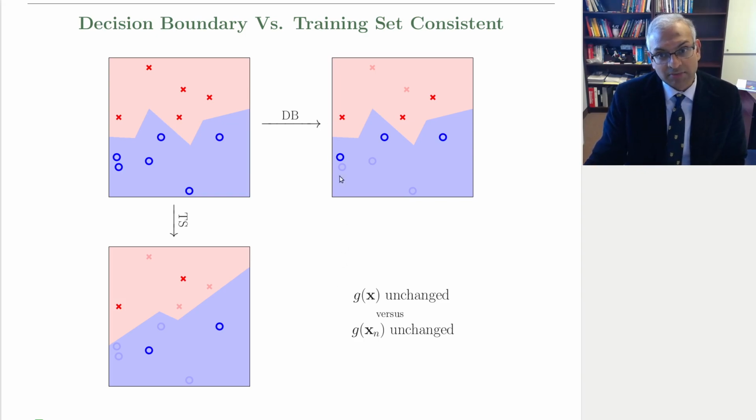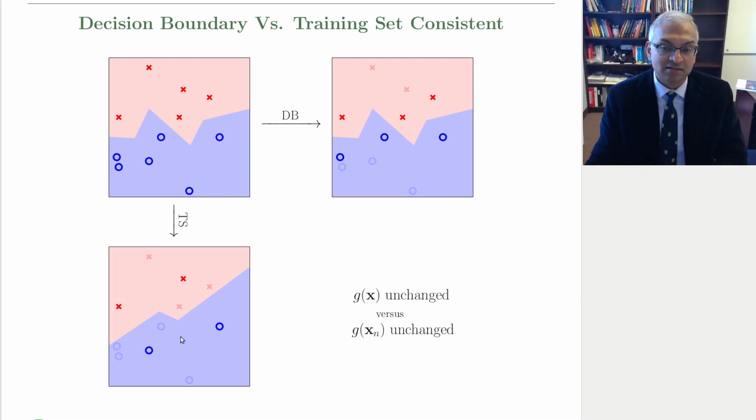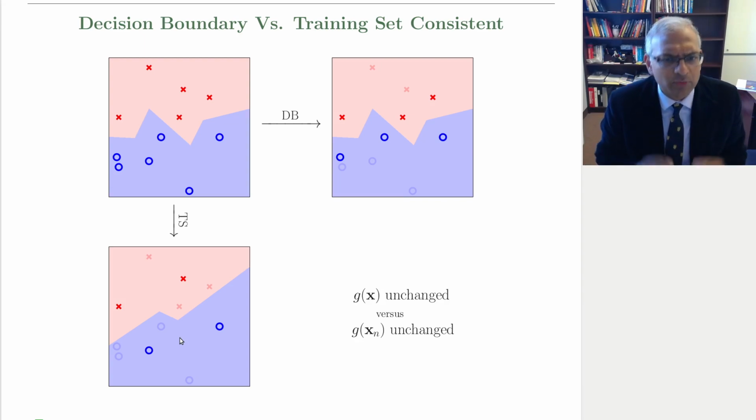So in some sense, is the goal to keep the whole hypothesis unchanged, or just the hypothesis's predictions for the data set unchanged? We say that throwing away data such that you manage to classify all the data consistently with the situation where you kept all the data, we call that training set consistent. It's a much weaker condition than decision boundary consistent, and because it's a much weaker condition, it's a little bit easier for us to accomplish, and we can be much more aggressive in throwing out data. So we're going to work with training set consistent.